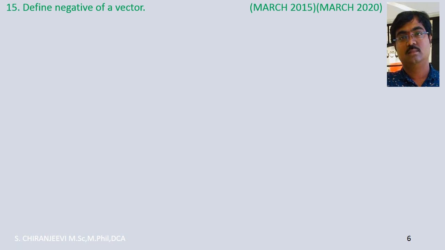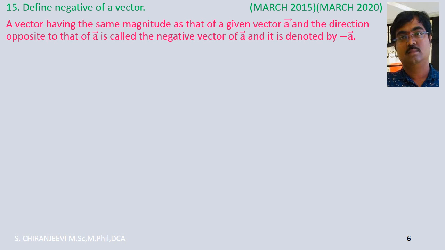Next one, define negative of a vector, March 2015 and March 2020. A vector having the same magnitude as that of a given vector A and the direction opposite to that of vector A is called the negative of vector A and it is denoted by minus A. See here, the vector's magnitude needs to be the same and only the direction needs to be opposite, then we call it negative of a vector and it is denoted by minus A.